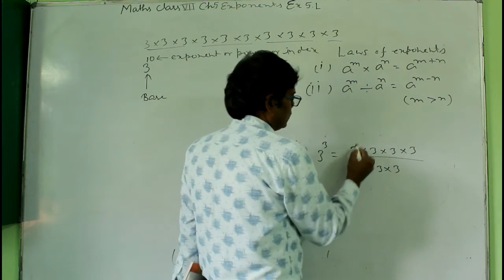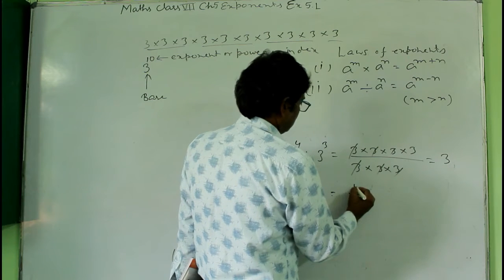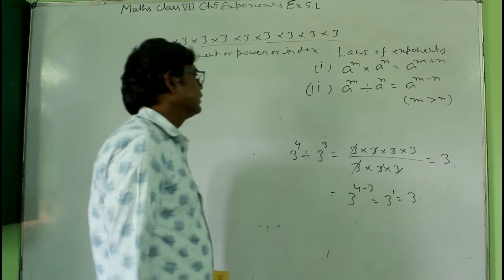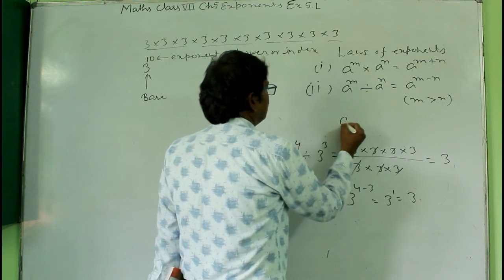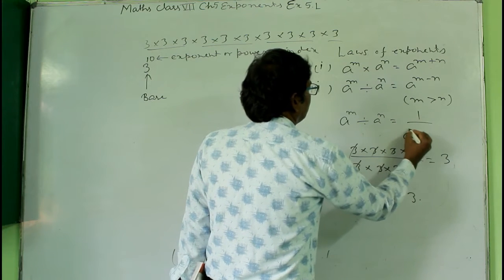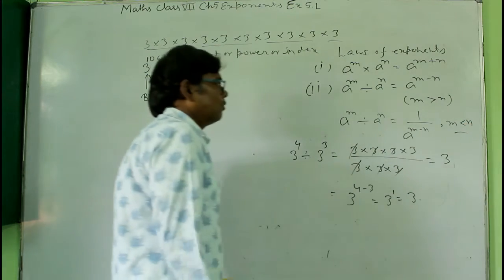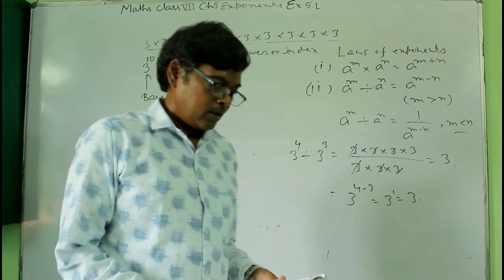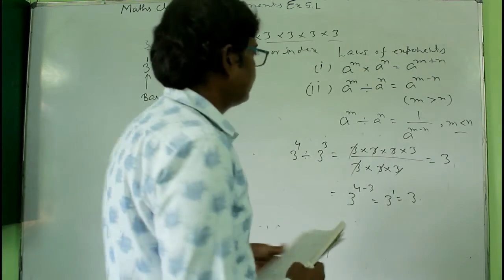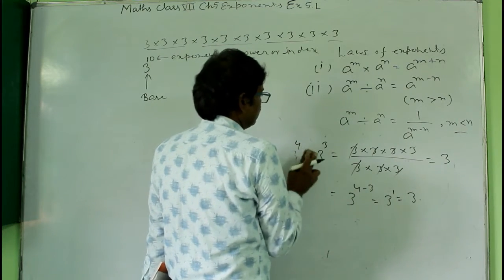So now, what is left here? Only 3, meaning 3 to the power 4 minus 3, that is 3 to the power 1, equal to 3. And in this you have another formula: a to the power m divided by a to the power n equals 1 by a to the power n minus m, and this will happen when m is less than n. So remember this also. This is the formula. And how will you explain this? For example, we can take a similar example.